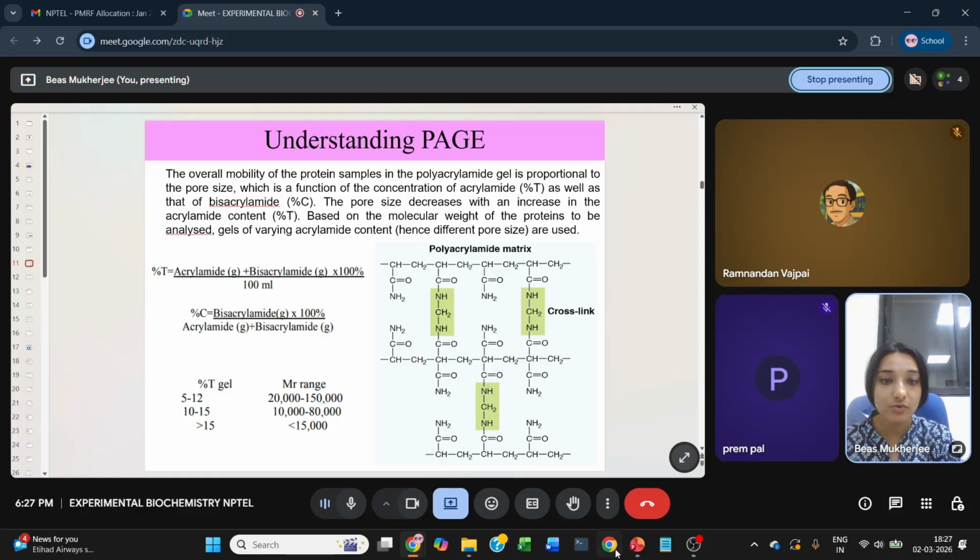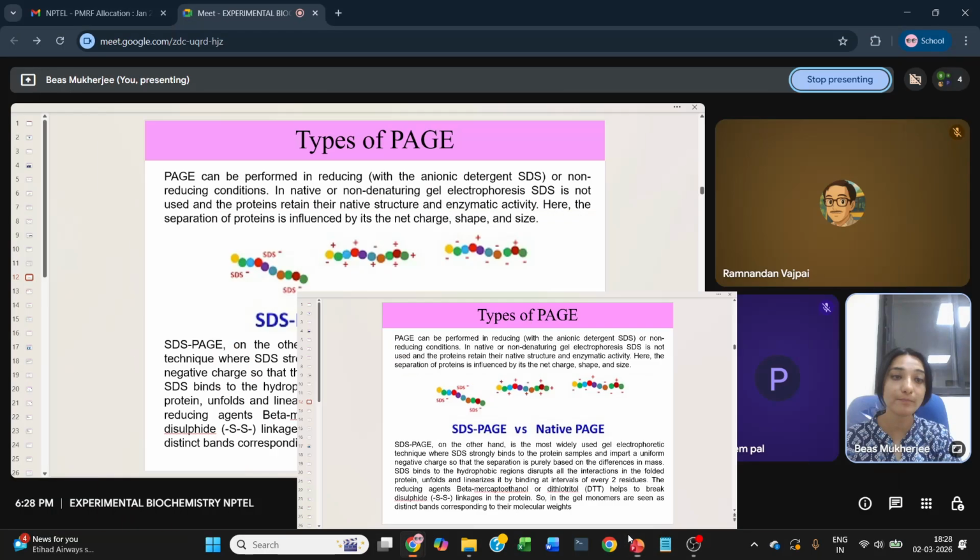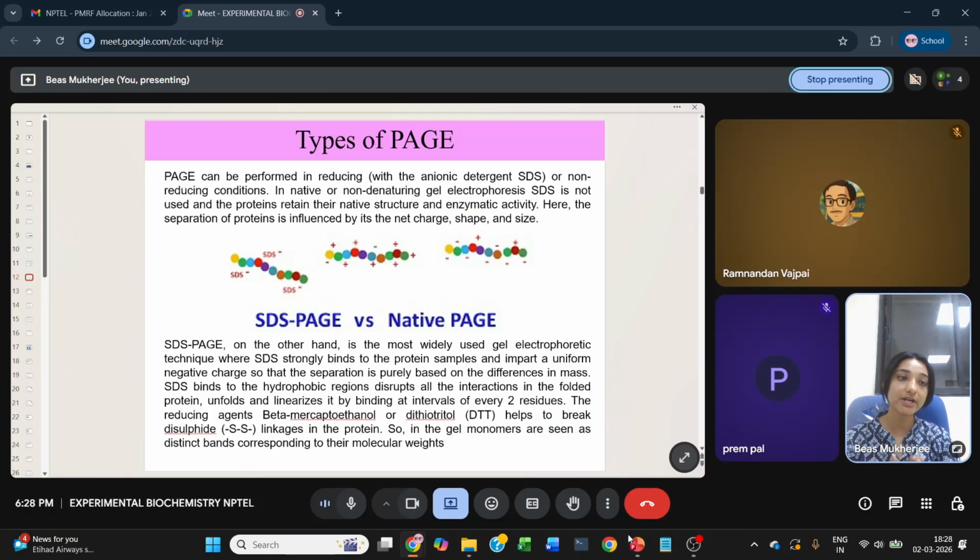Okay, so now we have types of PAGE. Polyacrylamide gel electrophoresis is normally of two different types. One is SDS-PAGE and the other one is native PAGE. So what is the difference between the two? PAGE can be performed in reducing conditions with an anionic detergent, SDS, or in non-reducing conditions.